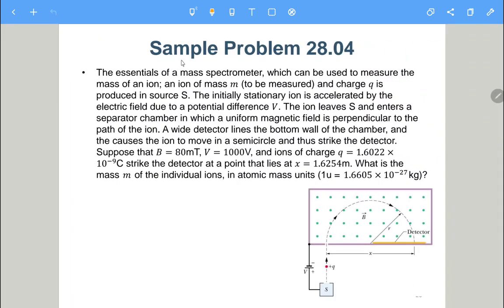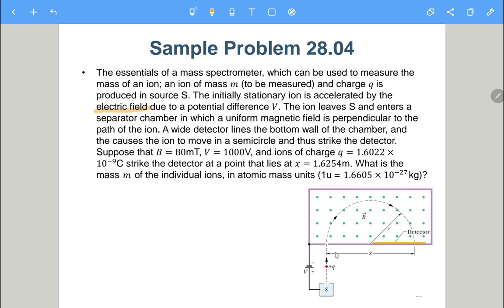So here it says the essential of the mass spectrometer, which can be used to measure the mass of an ion. So an ion of the mass to be measured, and charge Q, is produced in the source S. Initially stationary, the ion is accelerated by the electric field due to a potential difference V.